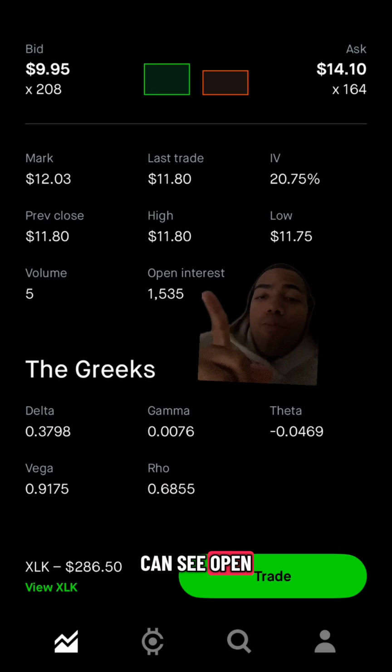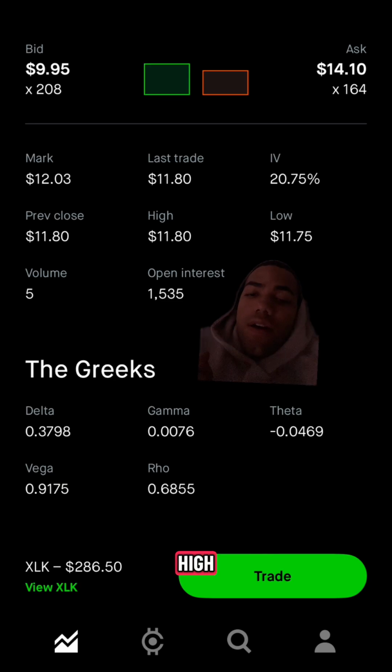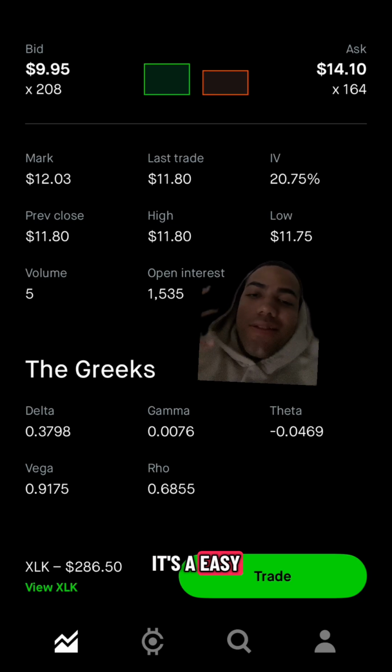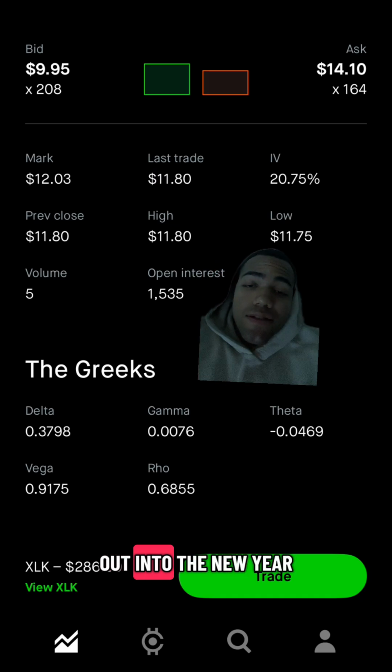As you can see, open interest is fairly high. Delta high, gamma low, theta low, vega high. So it's an easy breadwinner right here. I'm giving it to y'all. You can ride this out into the new year.